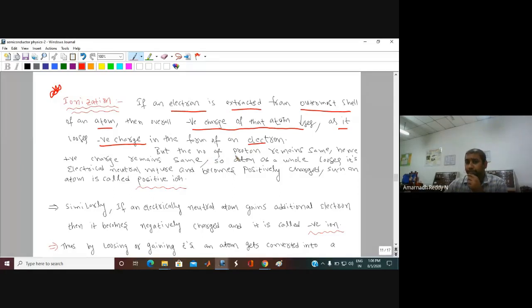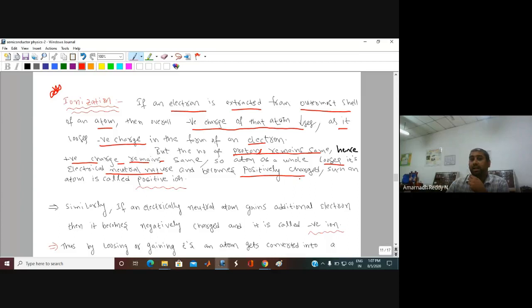But the number of protons remains the same. Listen carefully, this is very, very important. The number of protons remains the same, hence the positive charge remains the same. So the atom as a whole loses its electrically neutral nature and becomes positively charged.